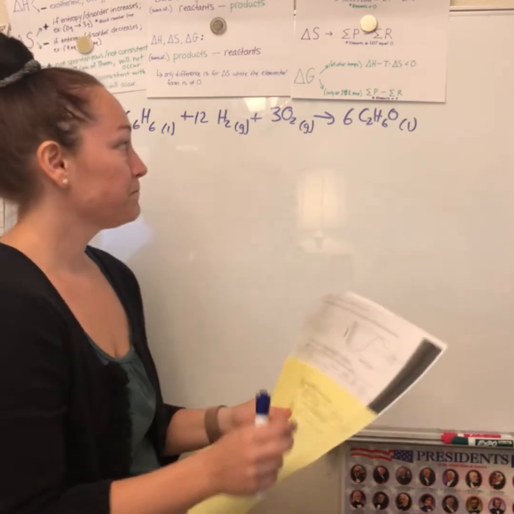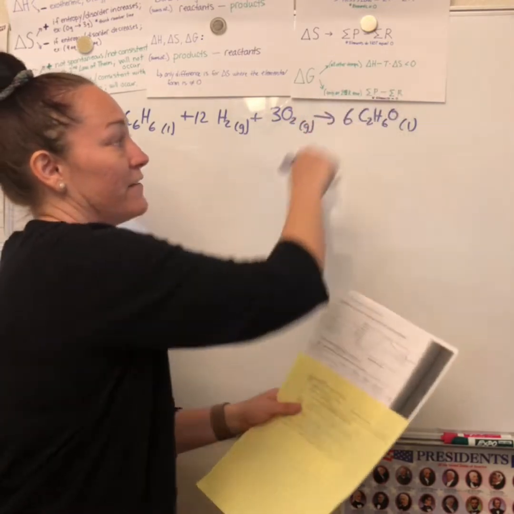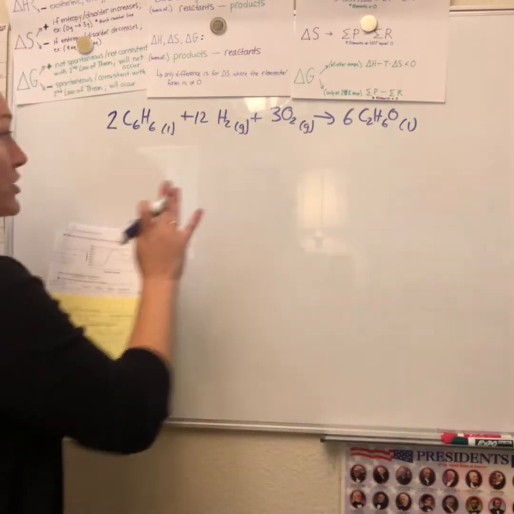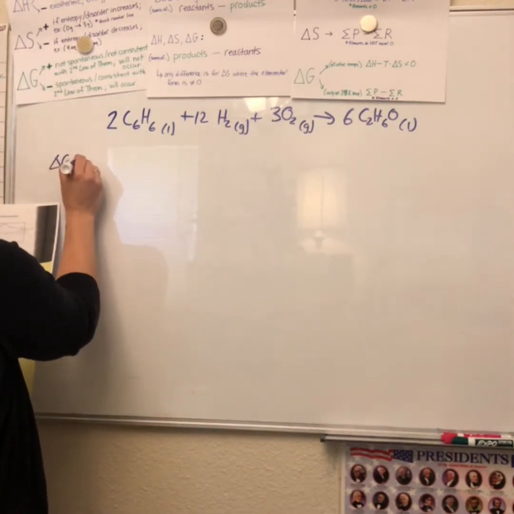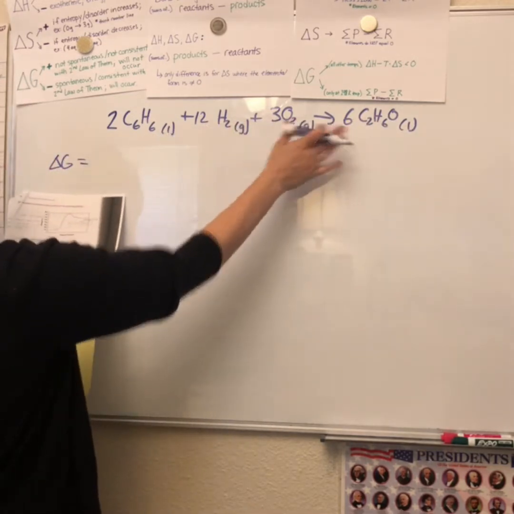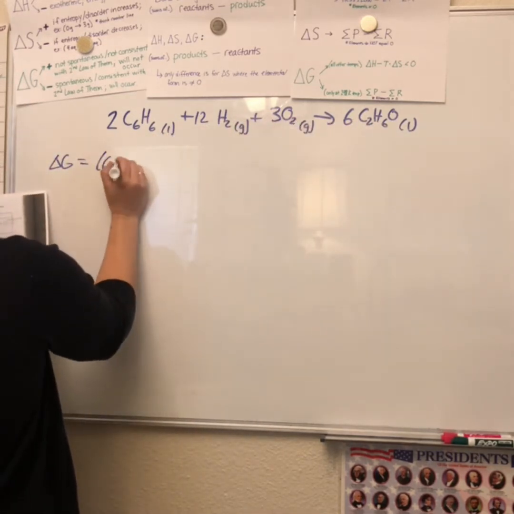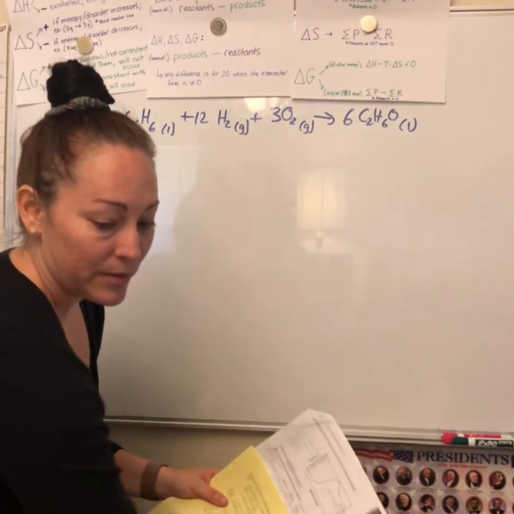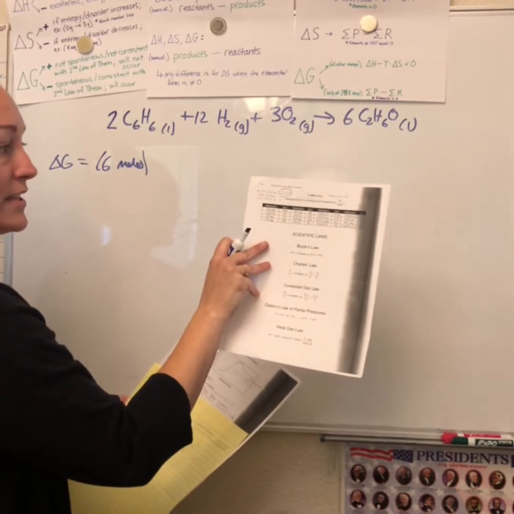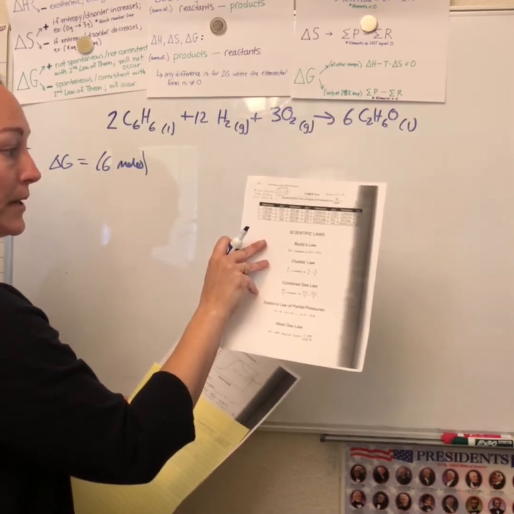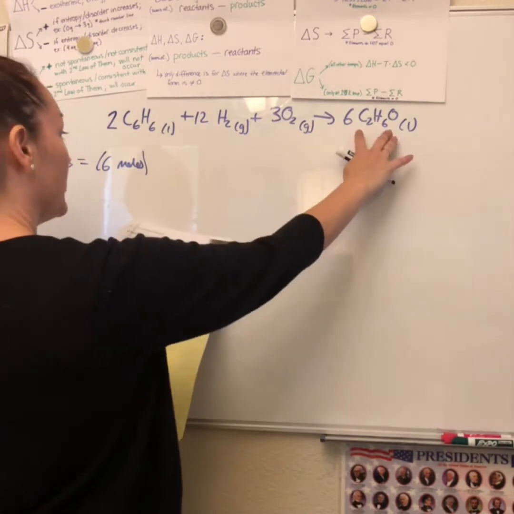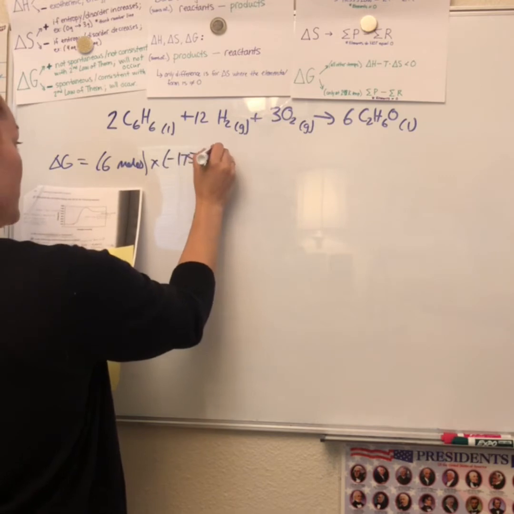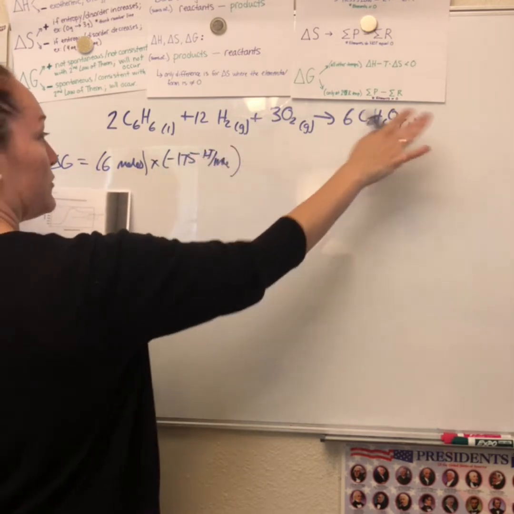We can use the Gibbs free energy, and instead of having to do it the way we just did on number 8, I'm just going to set it up the same way. I'm looking for delta G, and I'm going to take products minus reactants. So I've got 6 moles of this, and the last table I'm going to use is table 13.4. This gives you the standard Gibbs free energies of formation. I look this molecule up in there, and I find that it is negative 175 kilojoules per mole. I'm going to subtract.